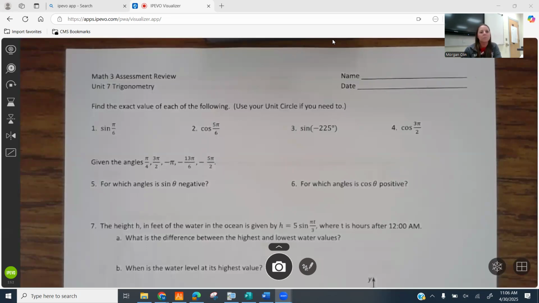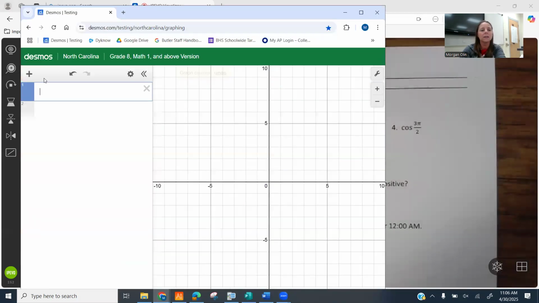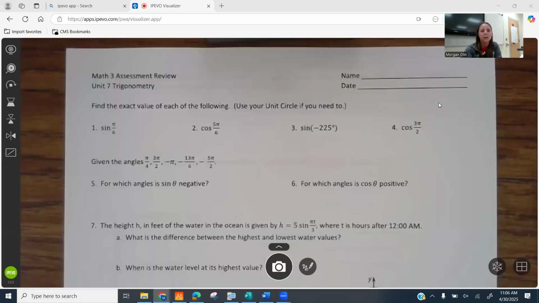Okay, the sine of pi over 6. Now, if you have a calculator available, you can just type in the sine of pi over 6. Now, be careful how you type it in. You have to put parentheses, okay? Like this. And we get that the sine of pi over 6 is 0.5.